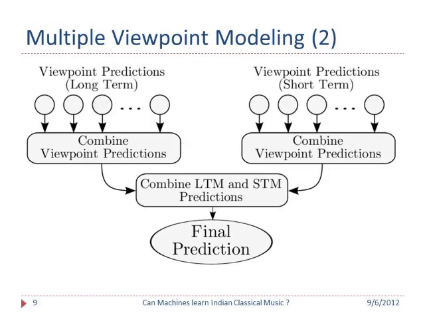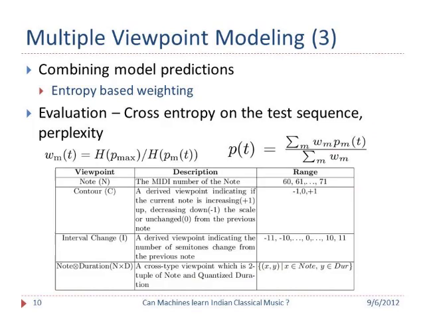But for the current composition, we build a model on the current composition as it progresses, which gives a better idea of what's coming next. Most of the time, compositions have repeating phrases, and this tries to model those phrases. That's a short-term model. The idea here is to have all the different viewpoints which we see here, build a short-term and a long-term model for each viewpoint, and combine their predictions to make a final prediction. The way we combine them is based on the entropy of each of those models at prediction time.